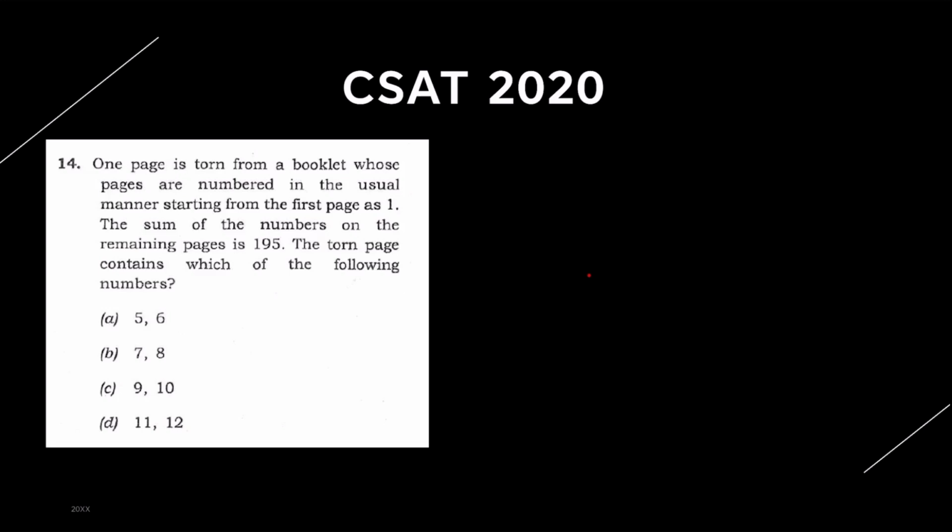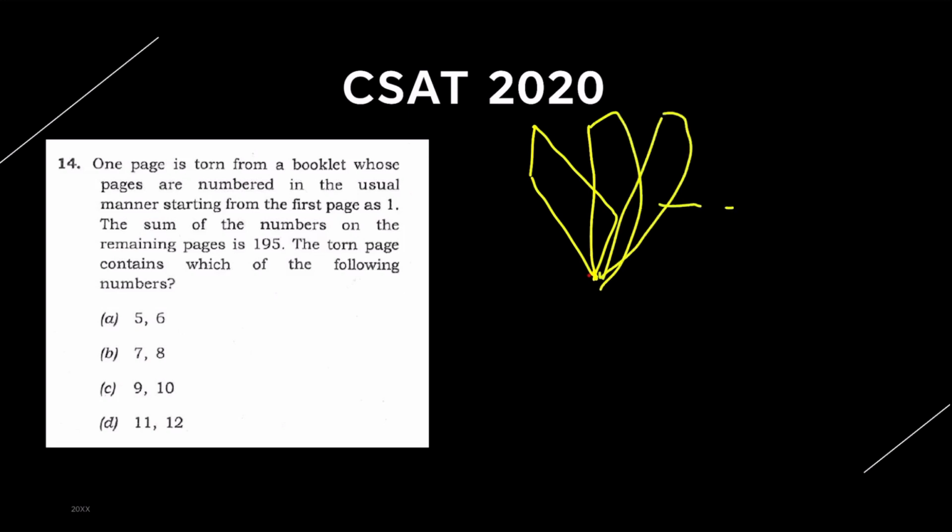Now, read the first line. It's a normal book. If you have a book nearby, you can check. The book looks like this: this is the first page, this is the second page, this is the third page of the book, and so on. The first page has 1 written in the front and 2 in the back. On the second page, 3 is written here, 4 in the back, 5 is written here, 6 in the back, then 7, 8, 9, 10, and so on.